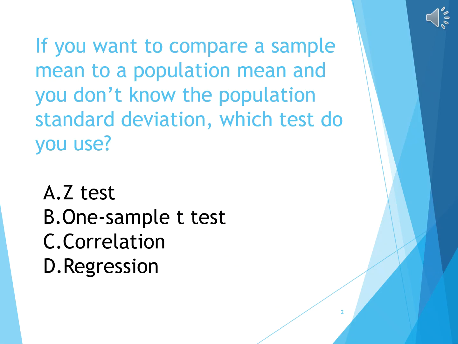First up, a quick review question. If you want to compare a sample mean to a population mean, and you don't know the population standard deviation, which test do you need to use? The answer here is B, a one-sample t-test. If you don't know the population standard deviation, you've got to use a one-sample t-test. If you do know the population standard deviation, you can use a z-test.